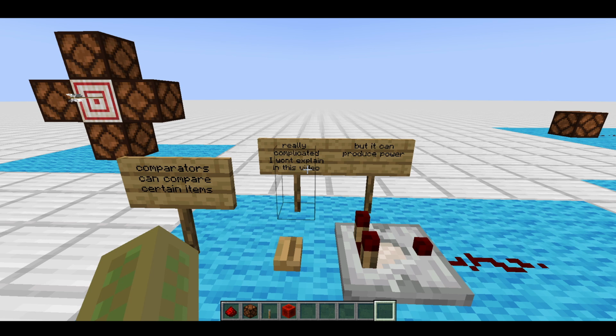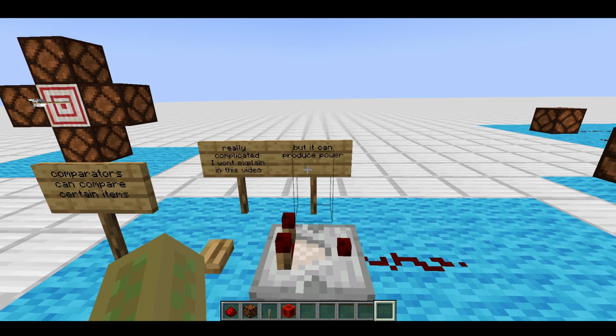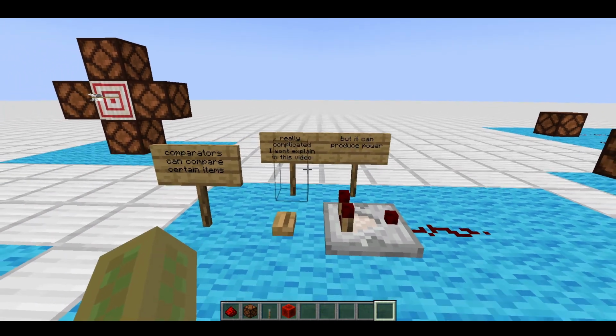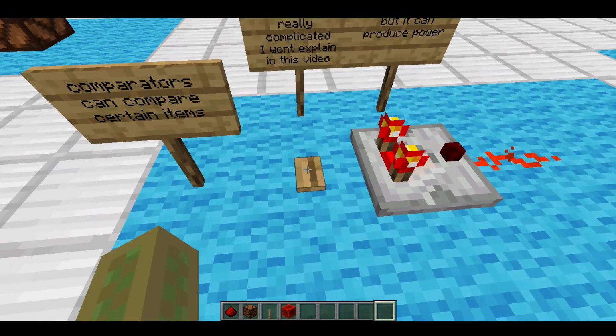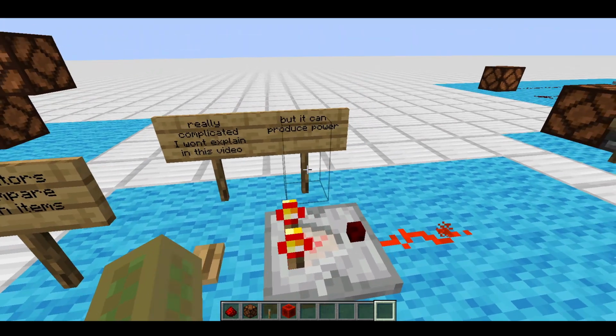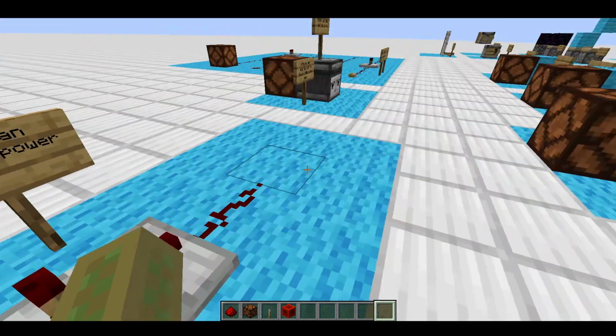Comparators can compare certain items. It's really complicated. I won't explain it in this video, but it can produce power if given signals, as you see. So, something handy to know.